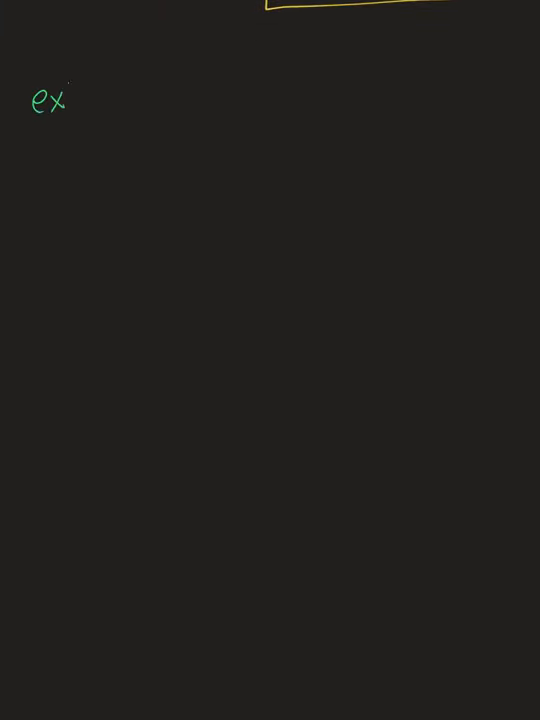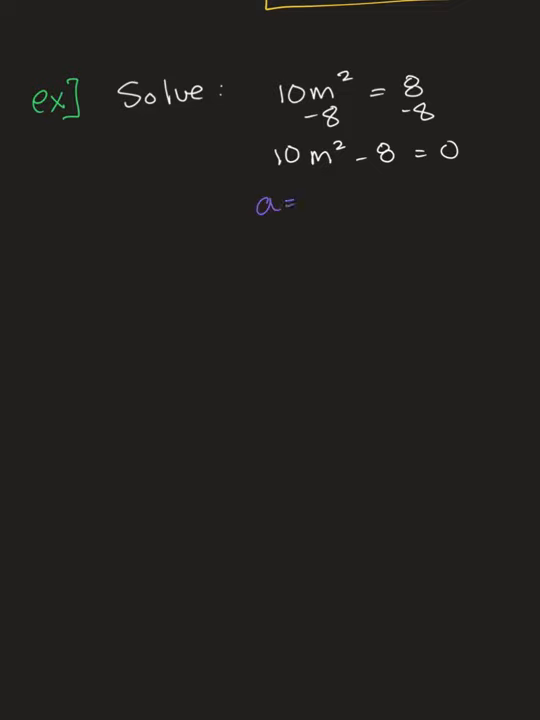And same thing, we're going to solve our quadratic, which is 10m squared is equal to 8. So this one's a little bit different. We need to set it equal to 0 first. So we're going to subtract 8 from both sides, giving us 10m squared minus 8 is equal to 0. Just like in our last problem, we're going to write down our a value, which is 10. Our b value is 0 because there is no m term, and then our c value is negative 8.